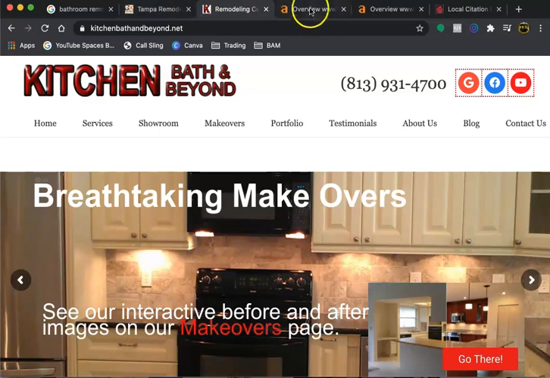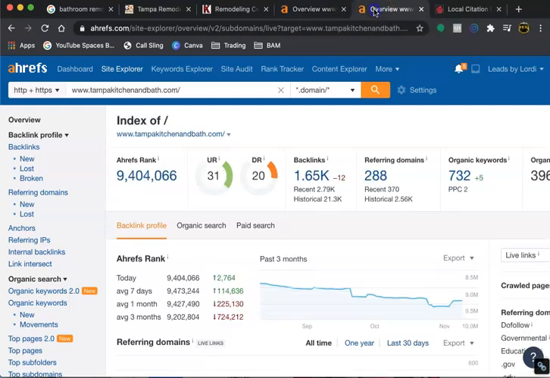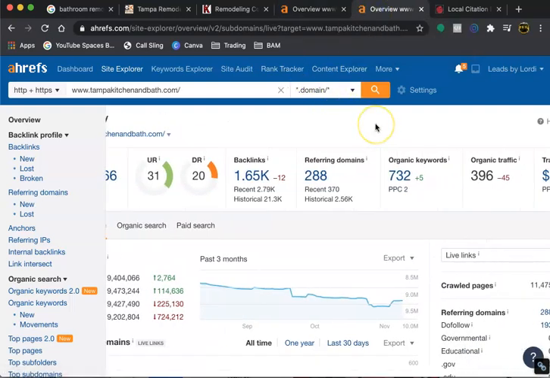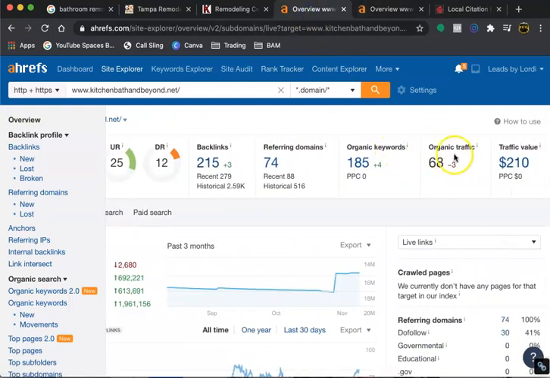Just to get into the analytics, I have your competition here. They're being searched for 732 words. They're getting close to 400 in traffic. They just dropped off from 45. So I see that you guys have 185 searchable keywords. You're getting about 68 people per month, just dropped down from 71.